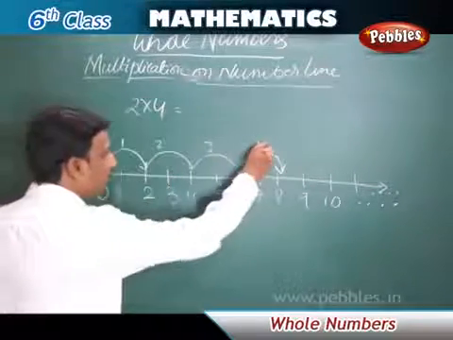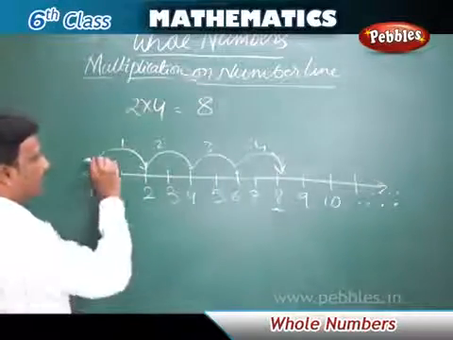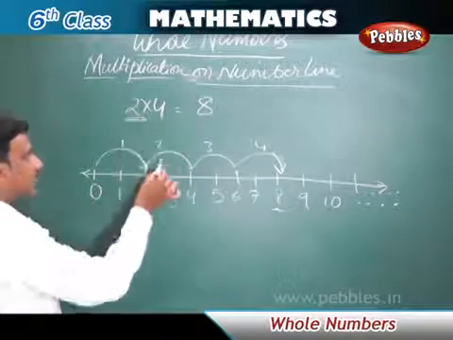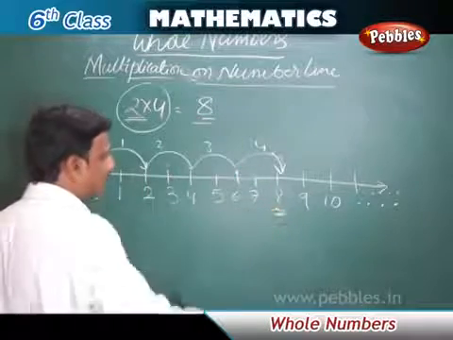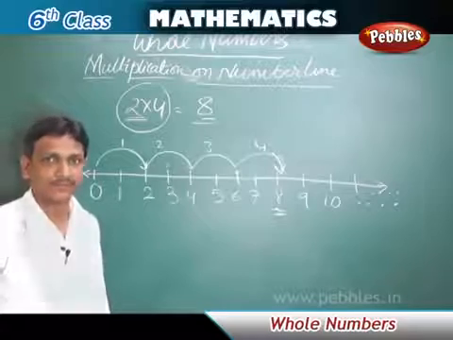1, 2, 3, 4. So we reached 8. So we are moving right side. Every time 2 positions. How many times? 4 times, because it is 2 into 4. So we got 8. This is the multiplication of whole numbers on number line.